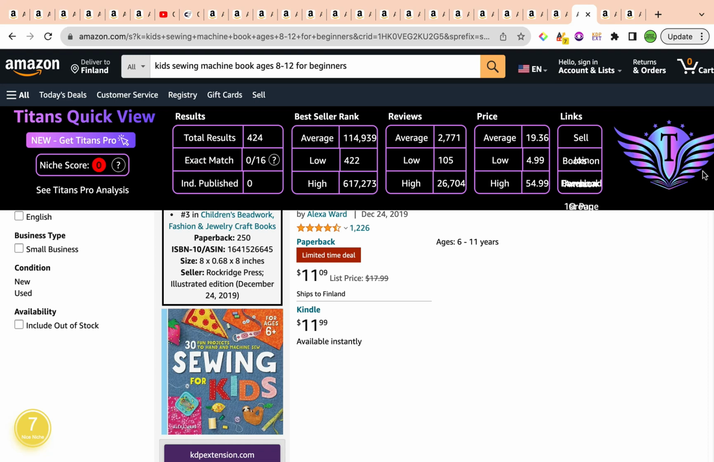the most important information. So, Kids Sewing Machine book, ages 8 to 12 for beginners, with a keyword niche score of 7 by Self-Publishing Titans, categorizing this keyword as a nice niche. Total results under 1,000. They're currently 424. Average bestseller rank is currently in between that 100,000, which is ideal because it's under 300,000. So that was the fourth.